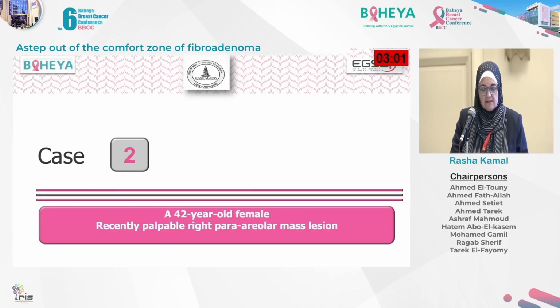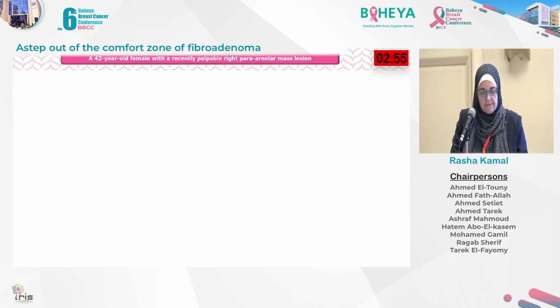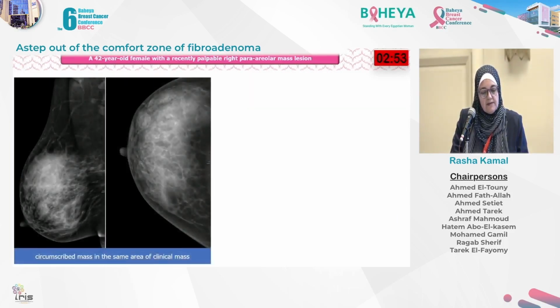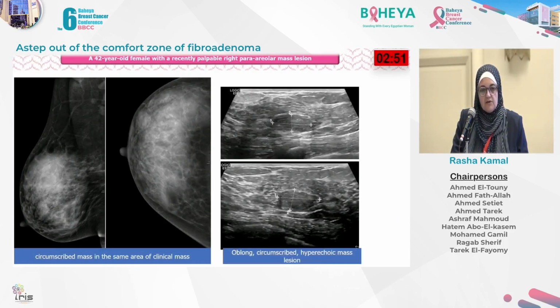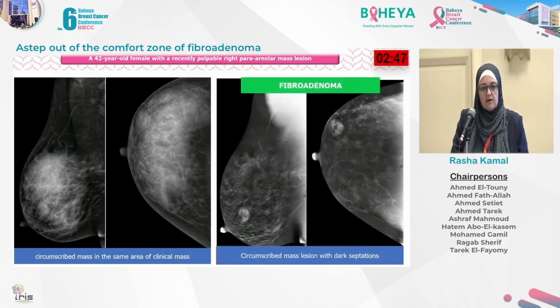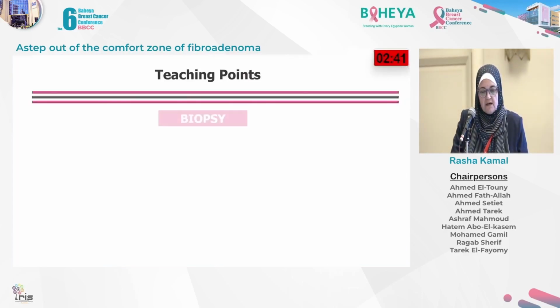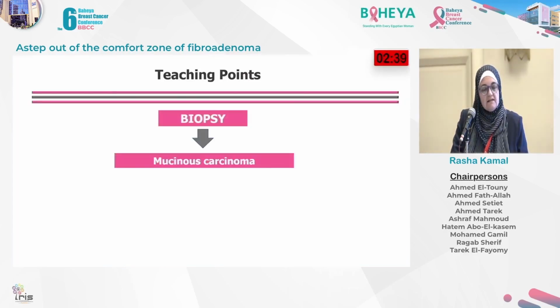The second case is a 42-year-old female. She had a recently palpable right paraareolar mass lesion. This was her mammogram. She had a lesion which looked typically benign like the fibroadenoma, and this was her contrast mammography, which showed features typical for fibroadenoma as if there were dark internal septations. Biopsy was taken and it revealed that this was a mucinous carcinoma.